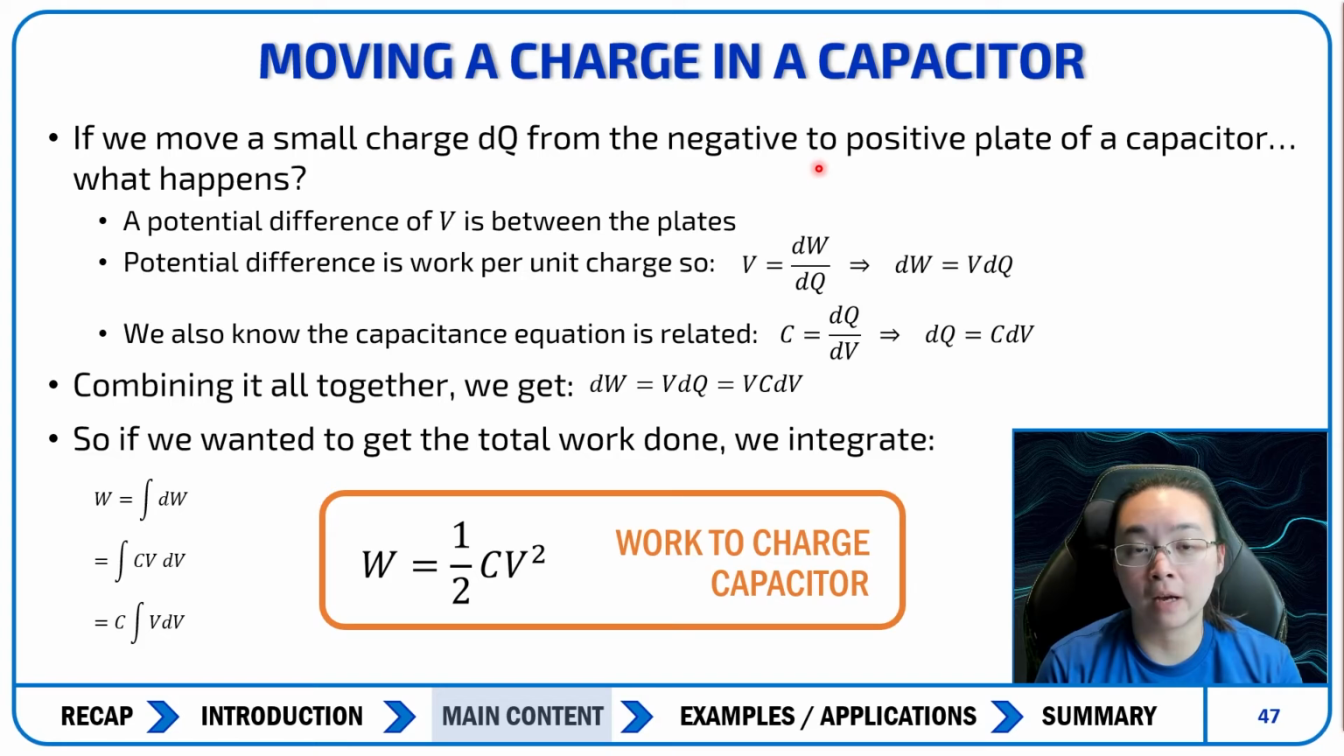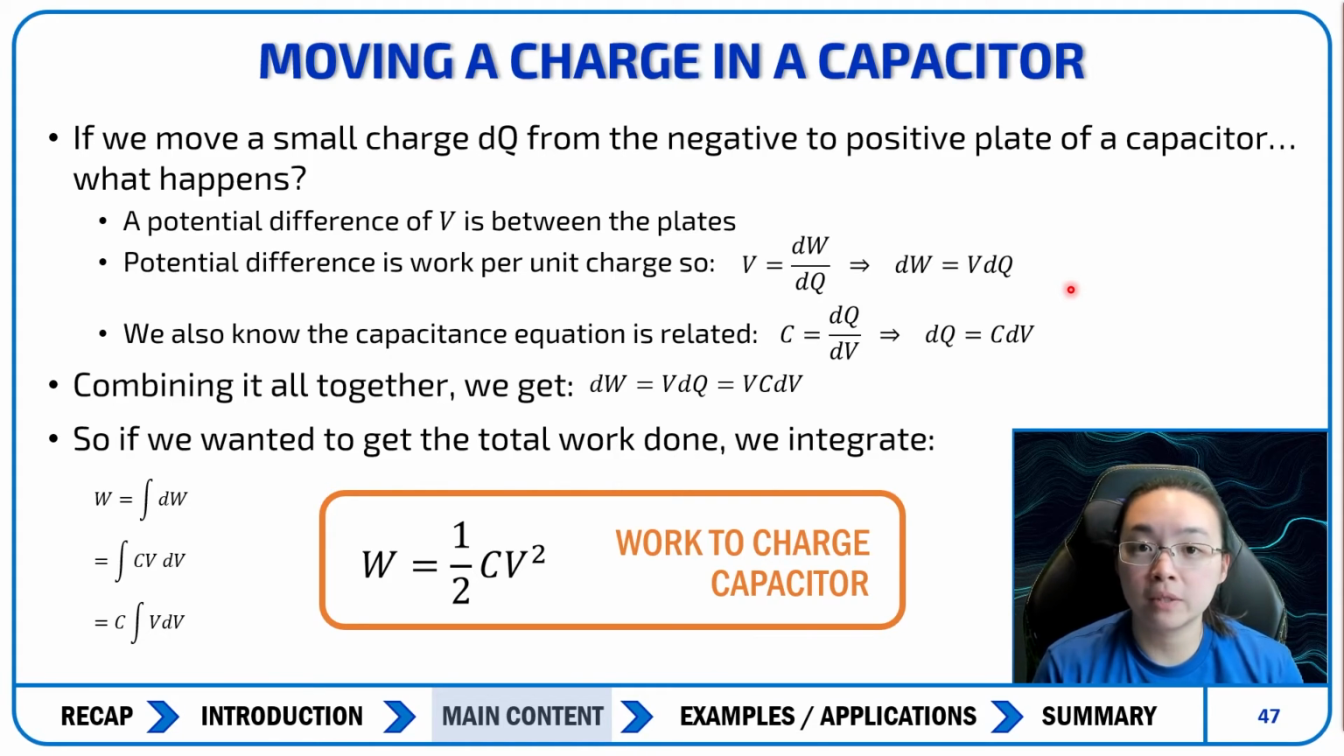We know that V is defined as some work per unit of charge. So because we have a small differential charge element, there's going to be a small differential work element associated with that movement of charge. So we have V equals dW over dQ. In fact, this V technically should be dV because it represents a small differential potential difference. Now we have dW equals V dQ, and we have to move on to another equation to see if we can further analyze it.